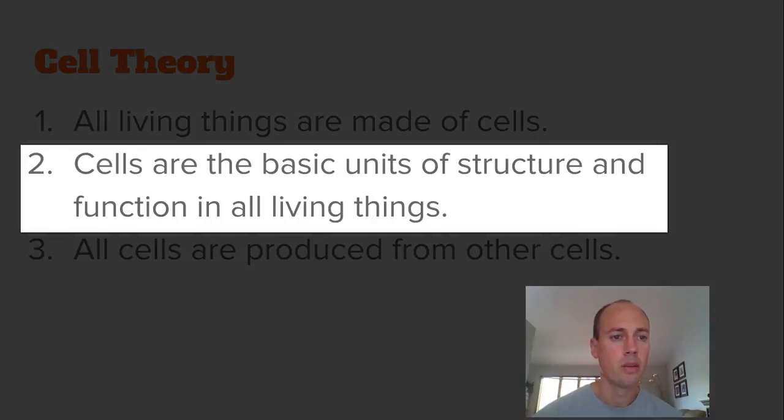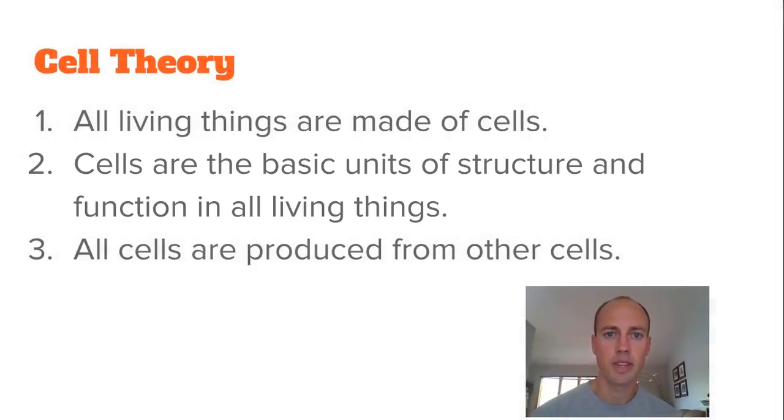The second part of the cell theory is that cells are the basic units of structure and function in all living things. Notice that's kind of the definition of cells. They are the basic unit of what an organism will eventually look like and what that organism does. It's broken down to the cell level.